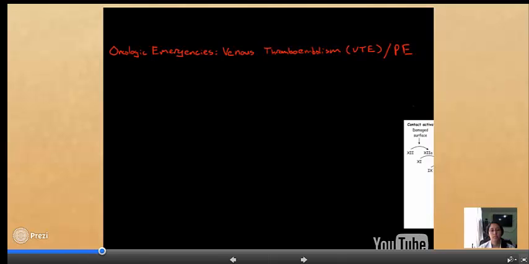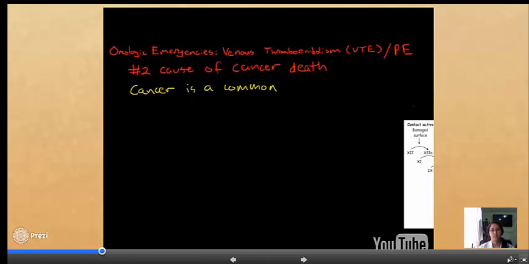Now, also, another fact that's important to note is that venous thromboembolism is the number 2 cause of death of cancer patients. So if you're taking care of cancer patients, this is something to consider. Now, also, on the flip side of that, it's important to remember that cancer is a common cause of DVT. So if you have a patient presenting with a DVT, then cancer should be on your differential.